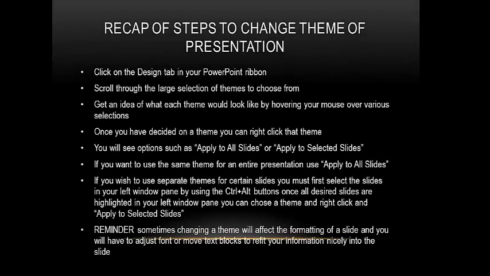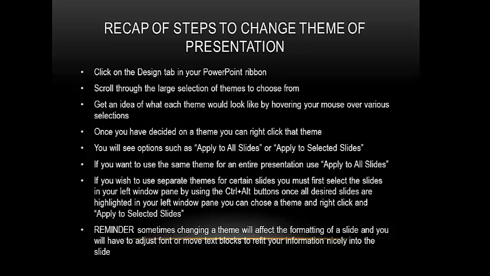This is just a recap of the steps to change the theme of a presentation. First, you're going to click on the Design tab in your PowerPoint ribbon. You can scroll through the large selection of themes to choose from, and to get a better idea of what each theme might look like, you can hover your mouse over various selections. Once you've decided on a theme, you can then right-click that theme, and you will see options such as Apply to all slides or Apply to selected slides. If you want to use the same theme for an entire presentation, use Apply to all slides.